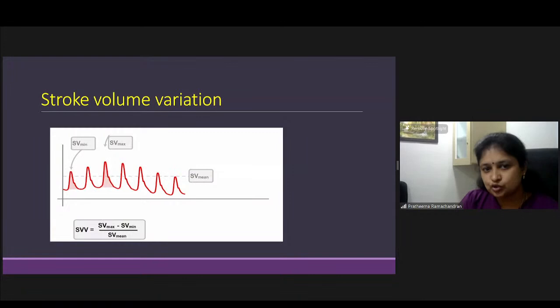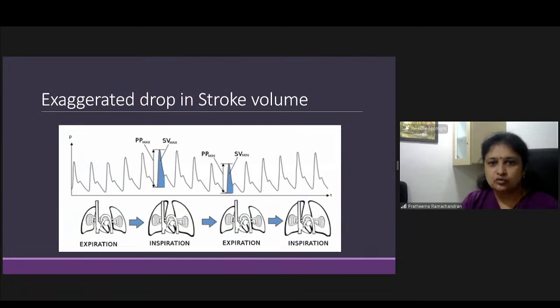So within the squeeze and the letting out of the pressure, how much is the volume changing? That is the stroke volume variation. If it is very exaggerated, then there is going to be more response because it has much space to do that, and we have space to fill the patient. That's what is interpreted. So there will be an exaggerated drop in the stroke volume, and that is what we call the stroke volume variation.